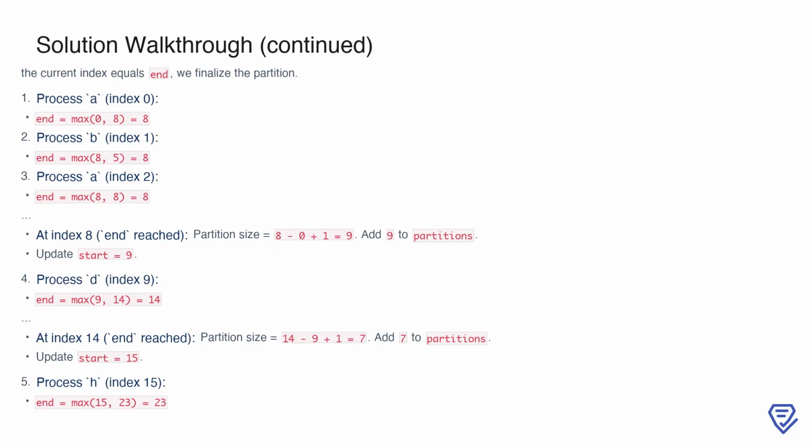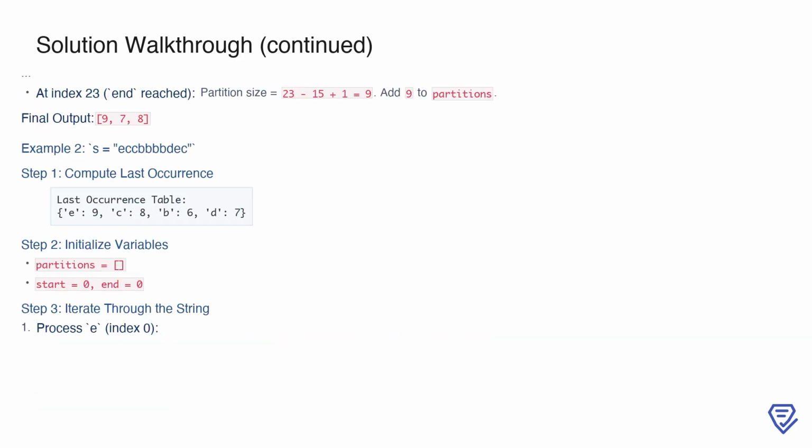Similarly, as we process subsequent characters, we ensure that end encompasses the last occurrences of all characters in this range. At index 14, the partition ends, giving a size of 7, which we add to partitions. We then reset start to 15 and continue with the next partition. From index 15 onward, we process the final chunk of the string.